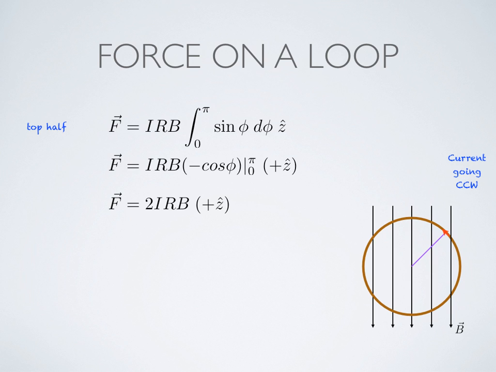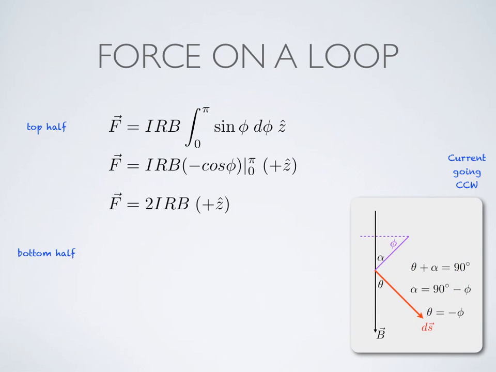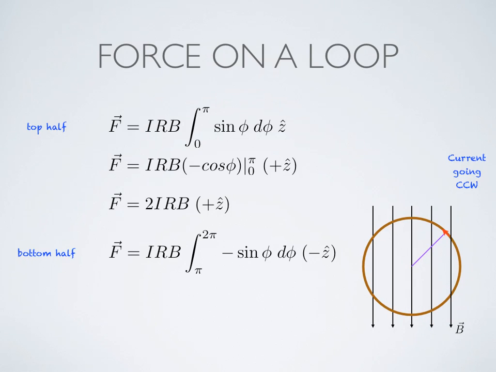The bottom half's a little bit different because I have to redraw my triangle now, and theta and phi have a slightly different relationship. If you look at that, theta is now down below phi, so I have theta equal to negative phi, and when I plug that in, the sine of phi is now negative sine phi instead. So sine theta becomes negative sine phi.